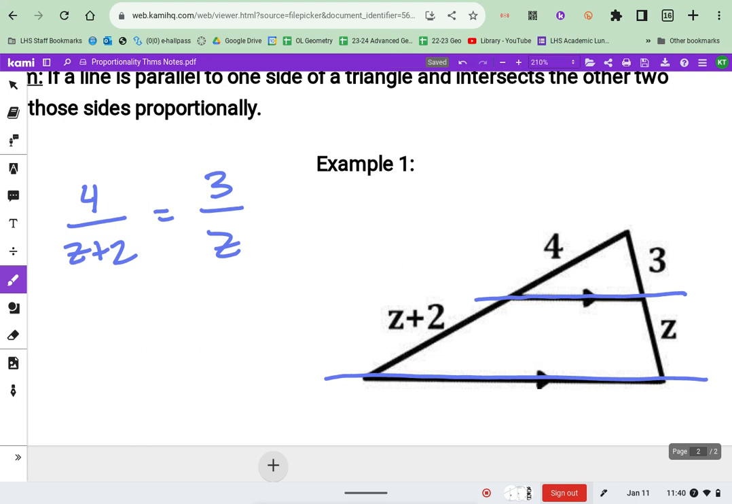Question? Yeah. Are all of these going on our proof sheet? Oh, we don't do proofs with these. These are just for solving. The proofs we did last class are the only proofs for this unit.